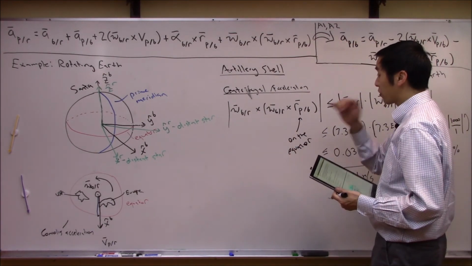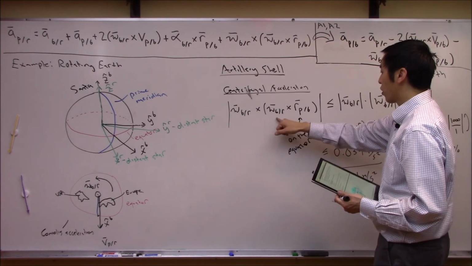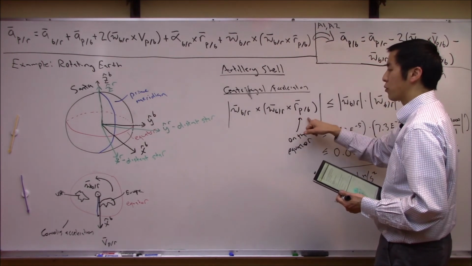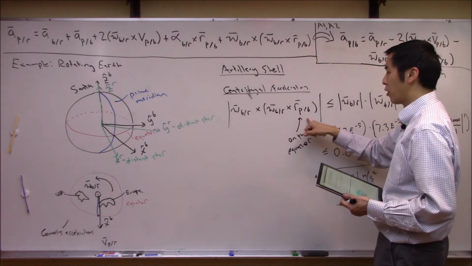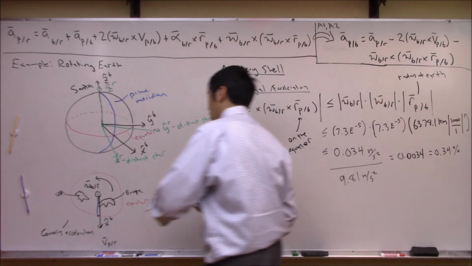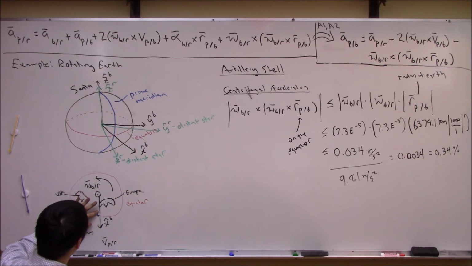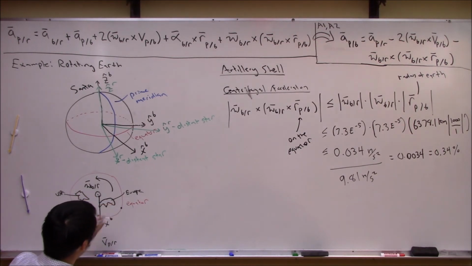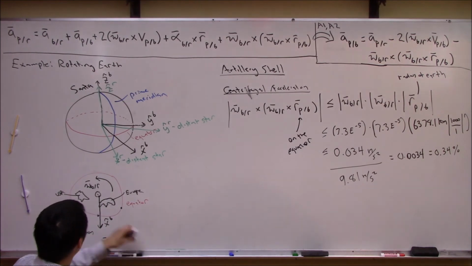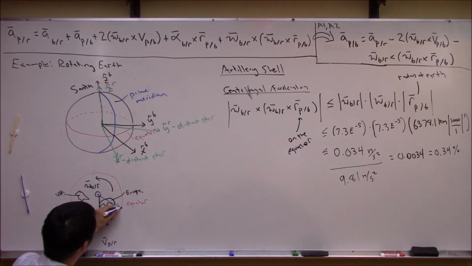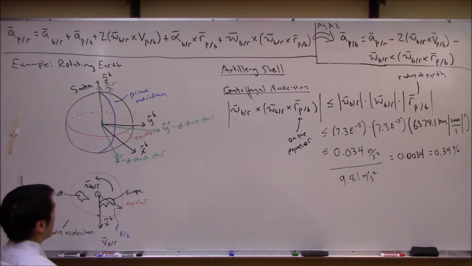Let's now ask ourselves, if you're on the equator, where is this quantity omega b with respect to r crossed with rp with respect to b? Let's draw it here. It doesn't have to be on the prime meridian. Let's look at this anywhere here. Say you're sitting here on the equator. So here's my position vector. I'll draw it in blue. So blue is rp with respect to b.